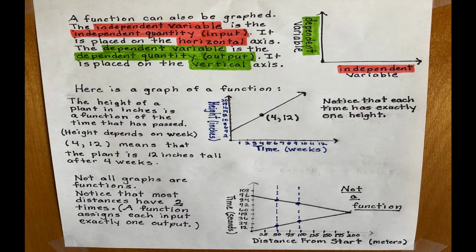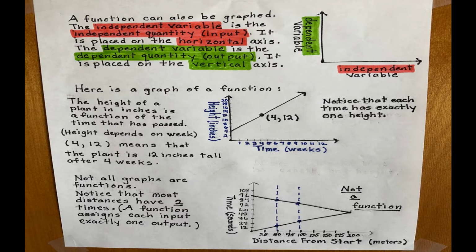Here is a graph of a function. The height of a plant in inches is a function of the time that has passed. Or the height depends on how many weeks have gone by. Since height depends on time, height is the dependent variable and is placed on the vertical axis. And time represents the independent variable and is on the horizontal axis.